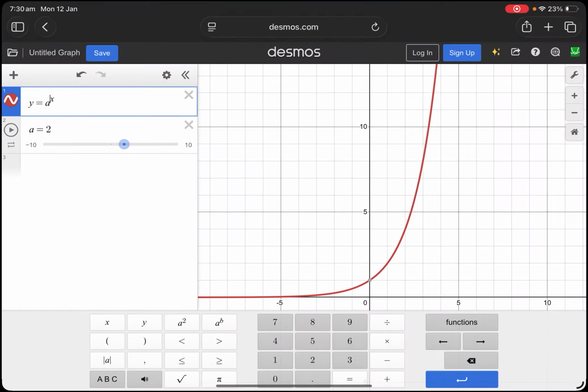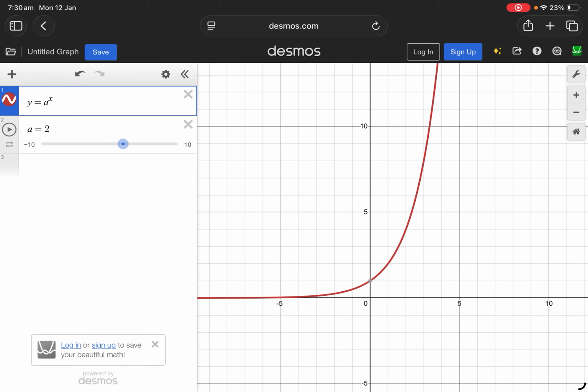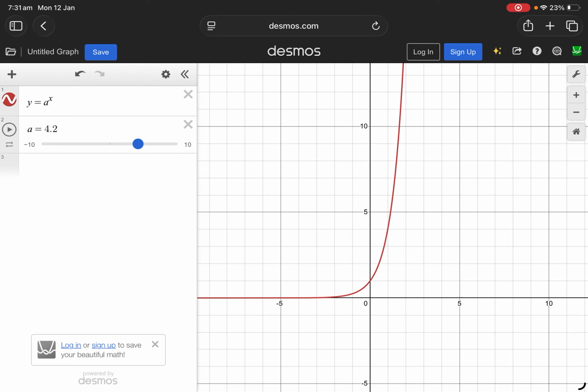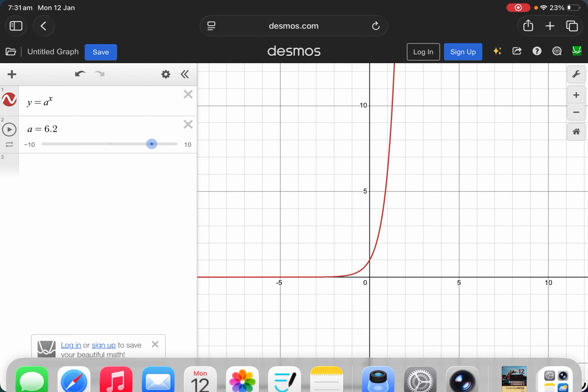And I'll show you this on the graph. Now here we have a to the power of x. We have 2 being a, so 2 to the power of x. As this gets bigger, my graph gets steeper. So it will get higher quicker. We can see it's really, really steep here. As we go down, it gets less steep. And adjusting this always adjusts the steepness of the graph.